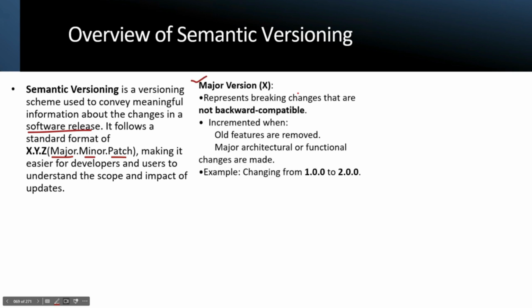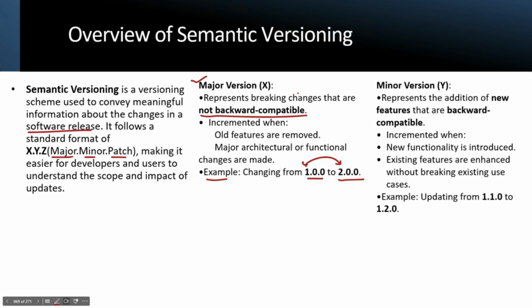Major version represents breaking changes that are not backward compatible, incremented when old features are removed or major architectural or functional changes are made. Example, changing from 1.0.0 to 2.0.0. In this case, we are doing a major change from version 1 to version 2, which means it is not backward compatible.